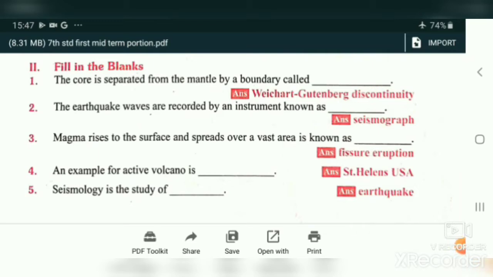Fill in the blanks. The core is separated from the mantle by a boundary called the Weichert-Gutenberg discontinuity. The earthquake waves are recorded by an instrument called a seismograph. Magma rises to the surface and spreads over a vast area, known as a fissure eruption. An example of an active volcano: St. Helens, USA. Seismology is the study of earthquakes.